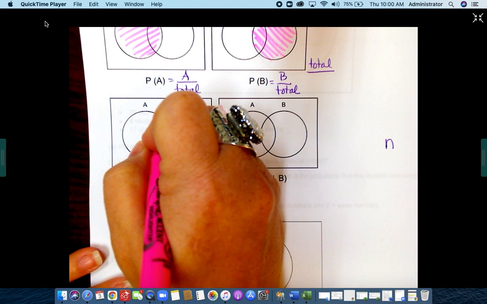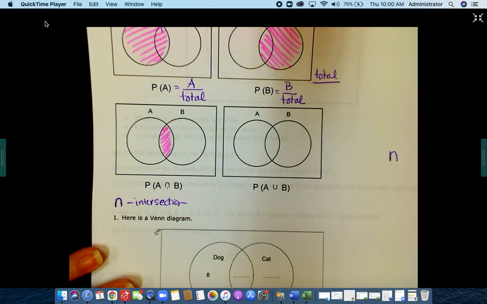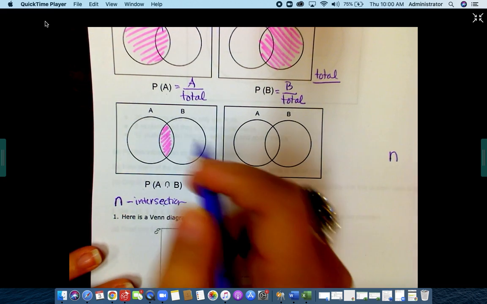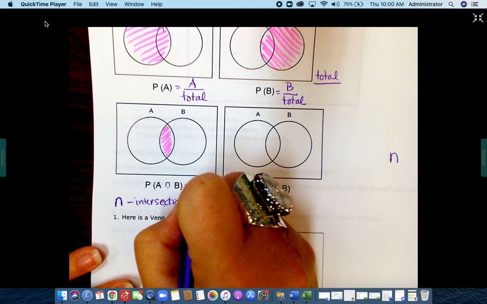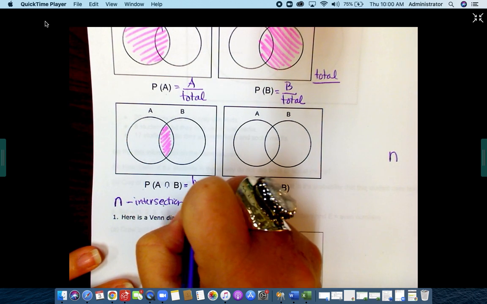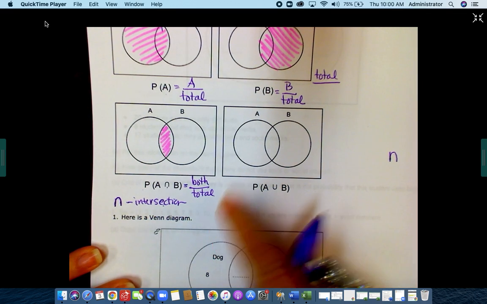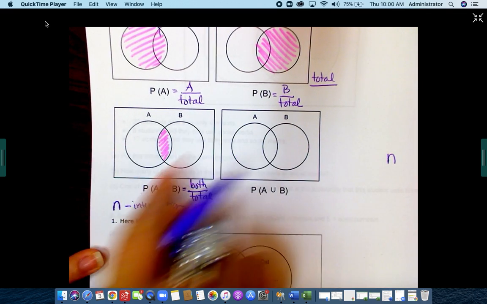So that would be here in the center. If I'm asking you for the probability of the intersection, I'm asking you for the middle. So I'm going to call that both A and B, so both, divided by total. Again, the total number comes from the number right outside, meaning all the values represented in the Venn diagram.